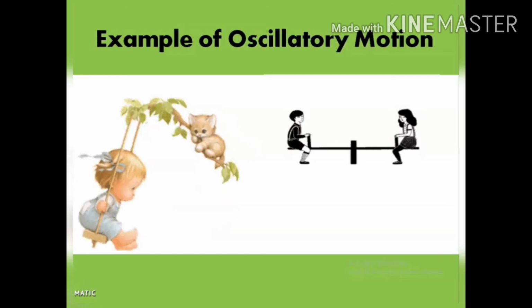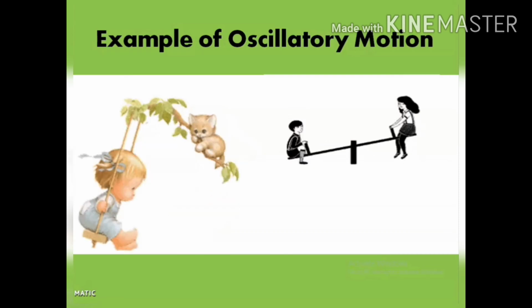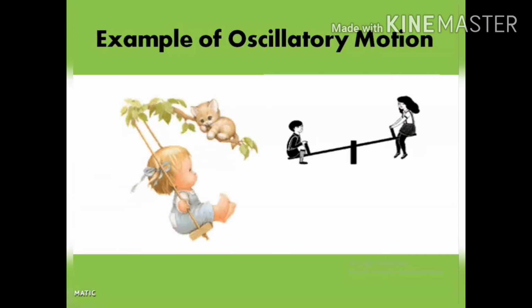Next example, motion of a seesaw. We can see this in the park. Children like to play on these. Ringing of a bell and a bouncing ball are other examples.